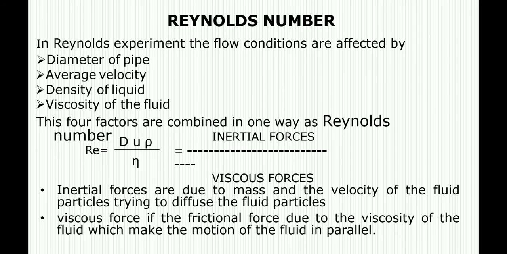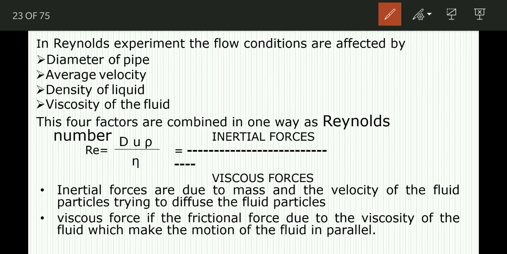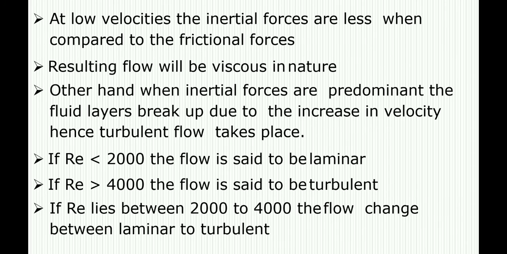So here D denotes the diameter of the pipe, u denotes the velocity of the fluid, rho denotes the density of the fluid, and nu denotes the viscosity of the fluid. At low velocities, the inertial force is less compared to the frictional forces, so the flow will be viscous in nature. On the other hand, when the inertial forces are predominant, the fluid layer breaks up due to the increase in velocity, hence turbulent flow takes place.